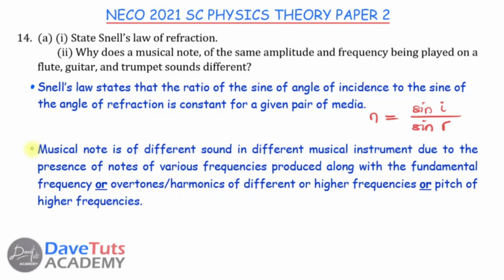On the other hand, a musical note sounds different in different musical instruments due to the presence of notes of various frequencies that are produced along with the fundamental frequency, or we can say it's because of the overtones or harmonics, the higher frequencies or pitch, that are being produced. So the fundamental frequencies are there, but then the overtones, the subsequent ones that build on it, will have different pitches. That's why sound will sound different in a flute, guitar, and trumpet as compared to one another.